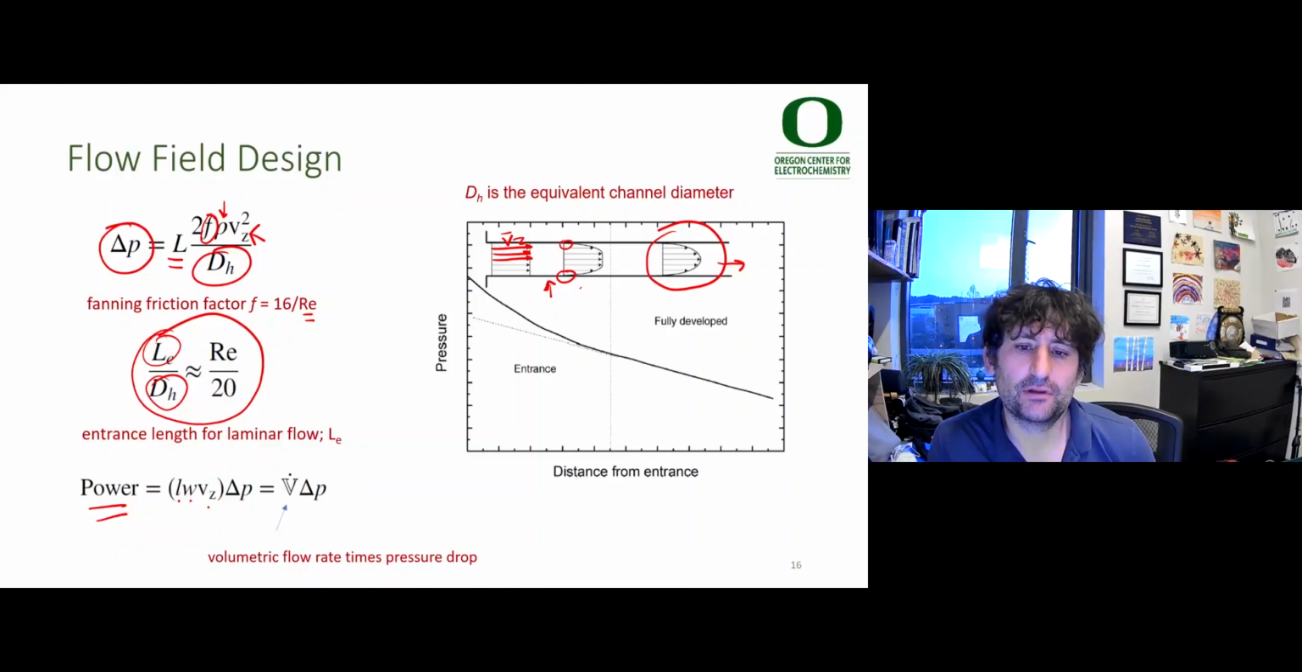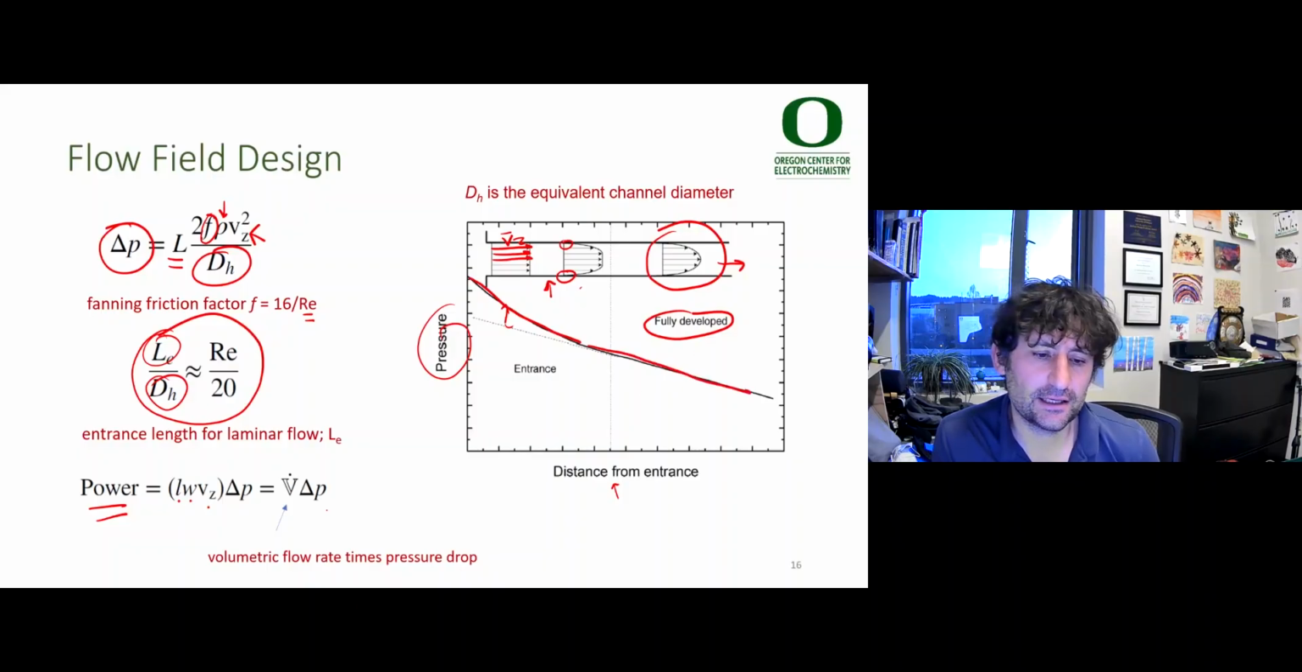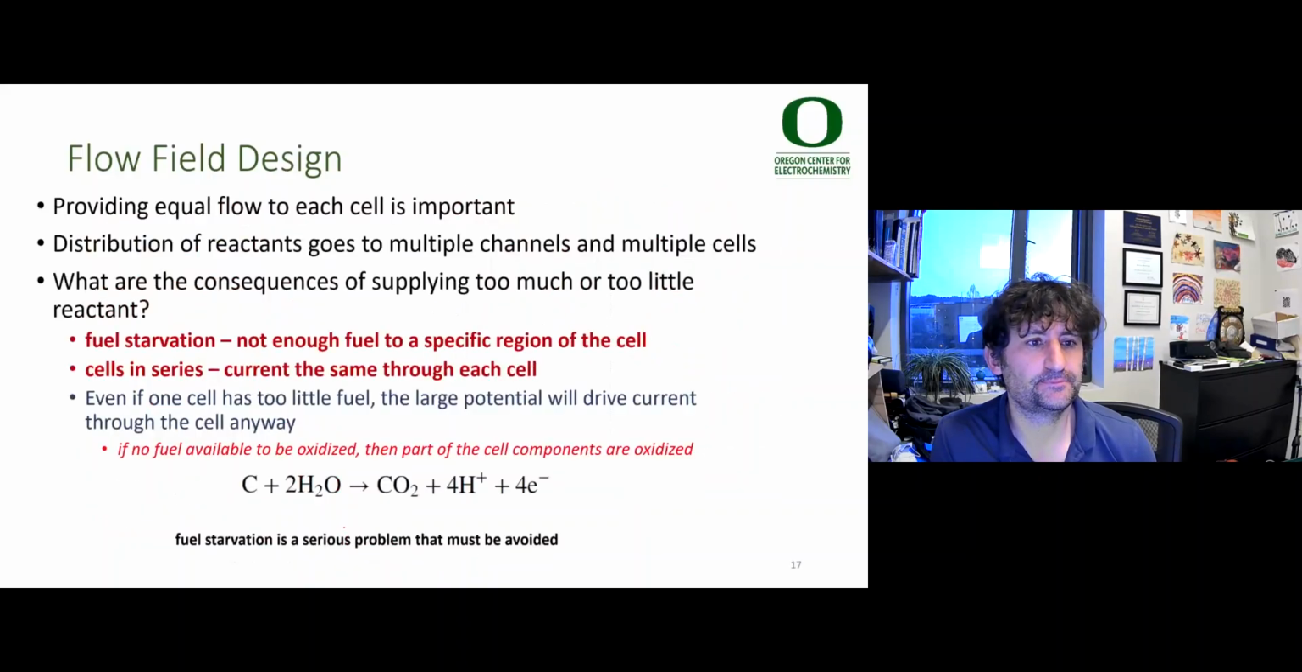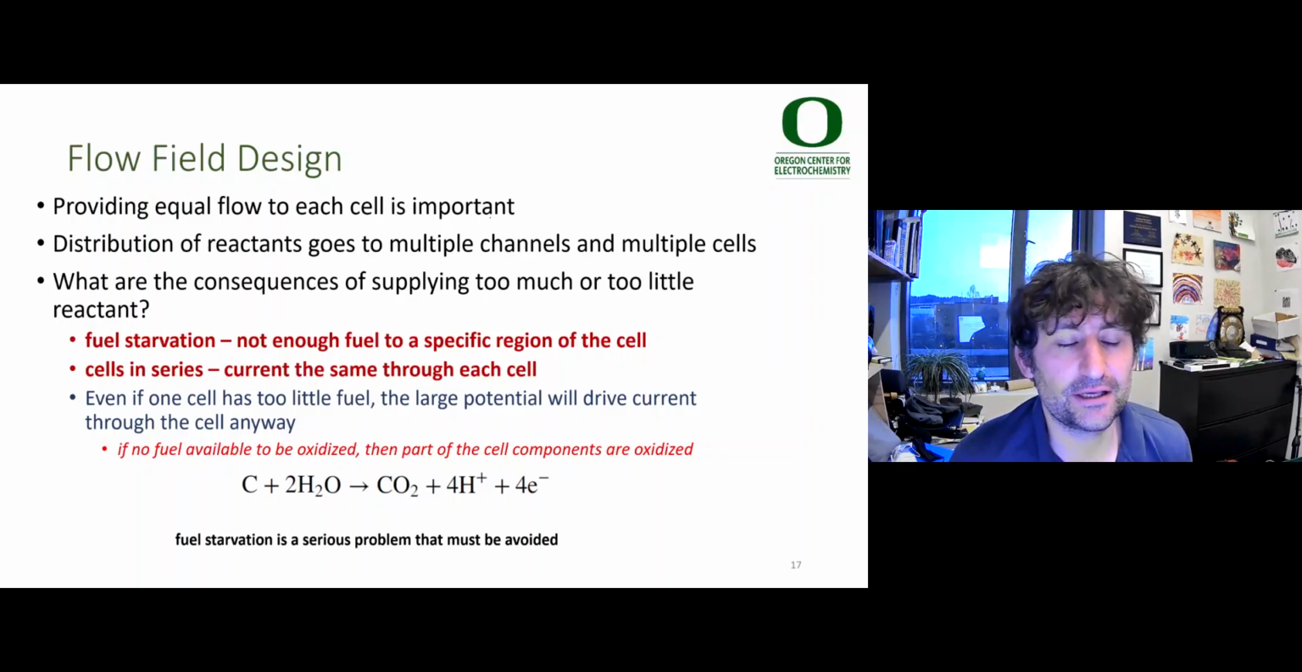And you can see here plotting pressure versus distance from entrance from some sort of simulation or analytical solution. You can see the pressure drops, develops at the beginning, and then once you're in fully developed flow, the pressure drops linearly through the channel. You can kind of think about a change in pressure as like a change in voltage. It's a driving force for the flow of mass in this case, where voltage is a driving force for the flow of electrons. Now, in the design, providing equal flow to each cell is important.